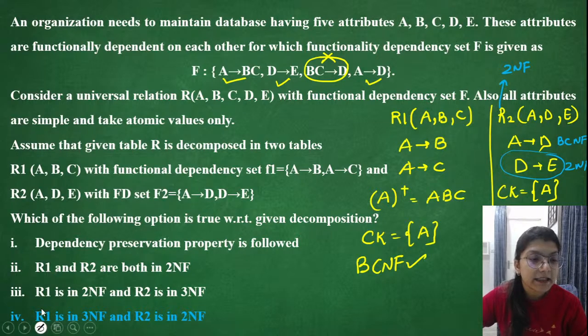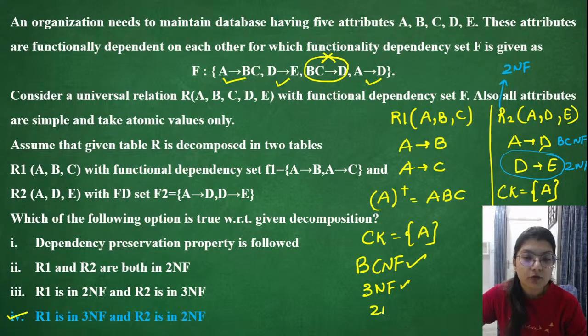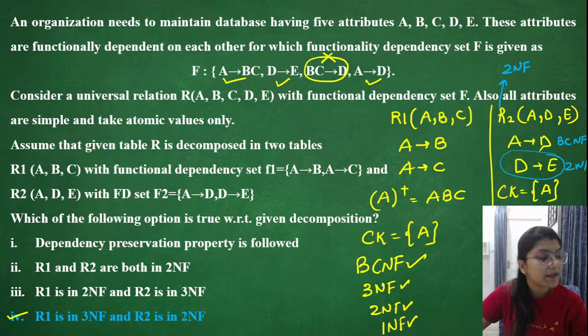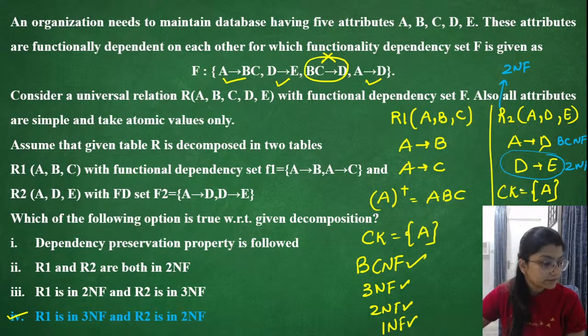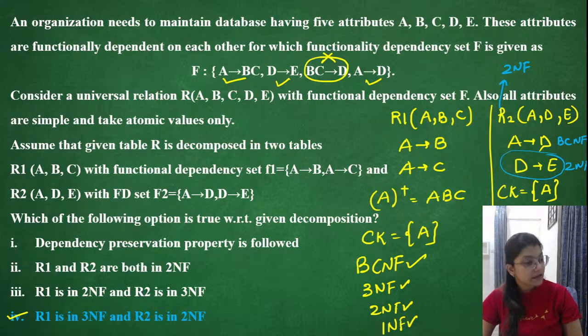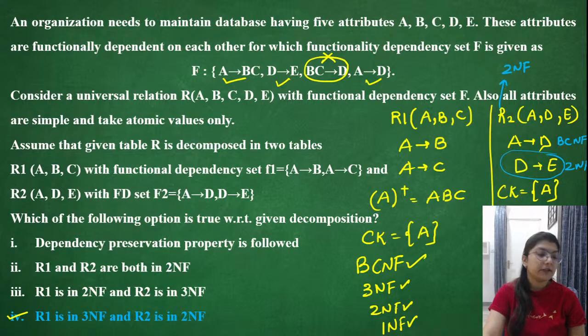Now many of you must be thinking that this one is BCNF. If this is BCNF, this means that it is 3NF also, 2NF also, and 1NF also. So the first one will be BCNF, that is, if it is BCNF then it is 3NF, 2NF and 1NF as well. And the second table will be 2NF. Clear everyone? Is this question clear to everyone? It's a very good question. You can expect these types of questions in your upcoming exam. Okay everyone? Okay, next question.